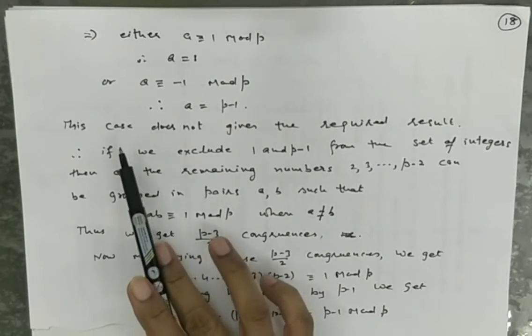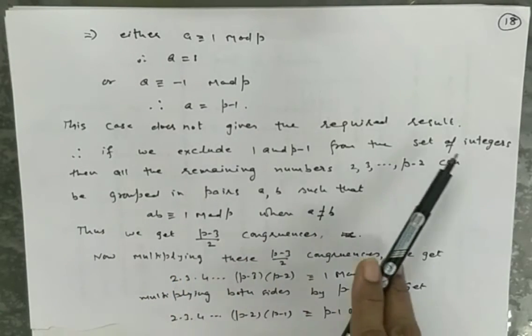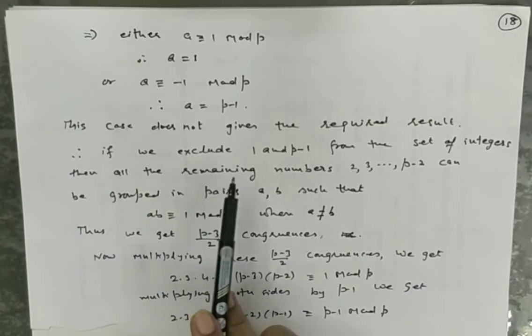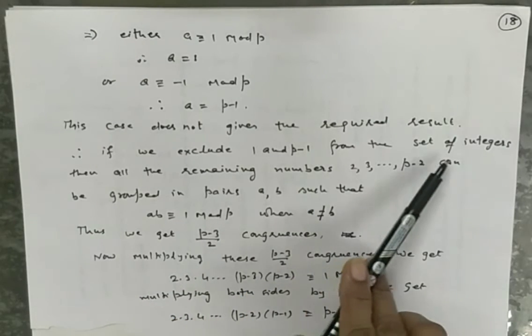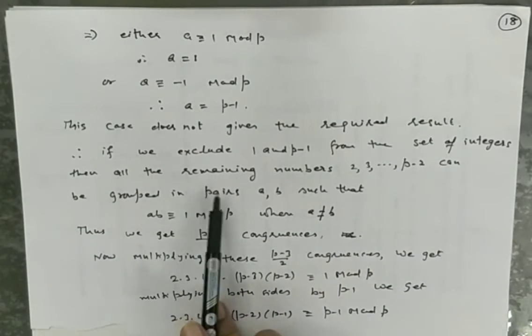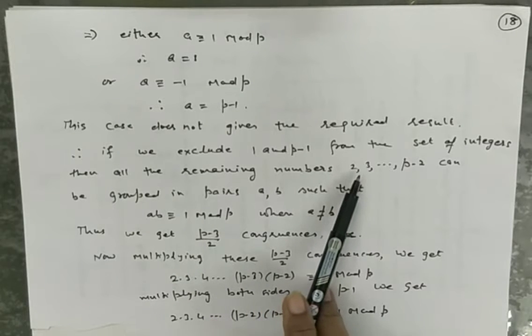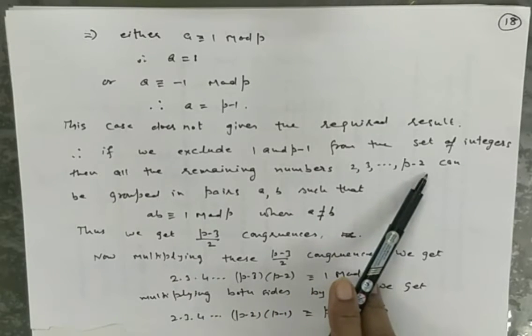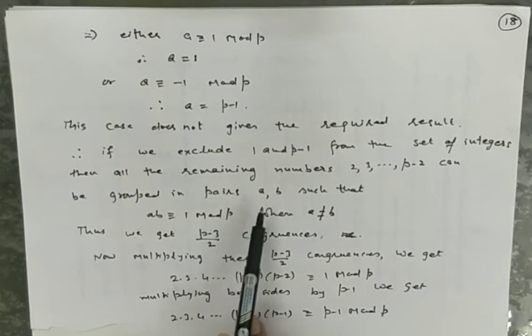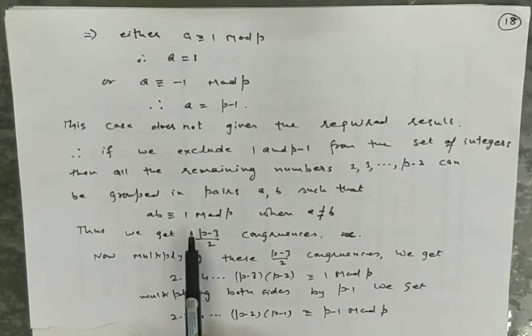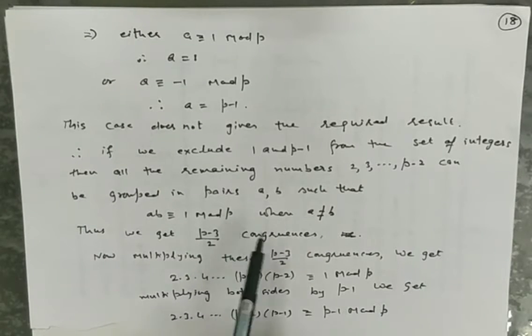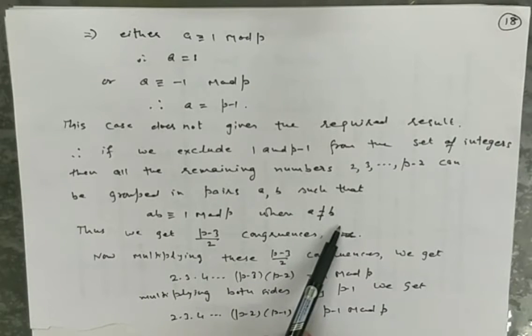But this case does not give the required result. Therefore, if we exclude 1 and p minus 1 from the set of integers, then all the remaining numbers, that is 2, 3 up to p minus 2, can be grouped in pairs ab such that ab is congruent to 1 modulo p, where a is not equal to b.